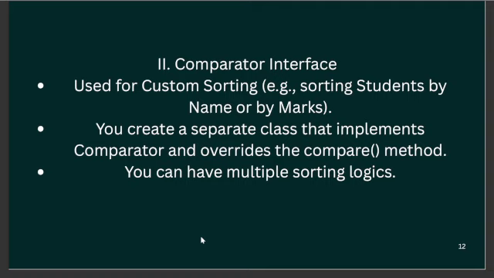The next interface is the comparator interface, which is used for custom sorting. The previous one we use for natural sorting, and this one we use for custom sorting. An example is sorting students by name or by marks. You create a separate class that implements comparator and overrides the compare method. You can have multiple sorting logics as well.